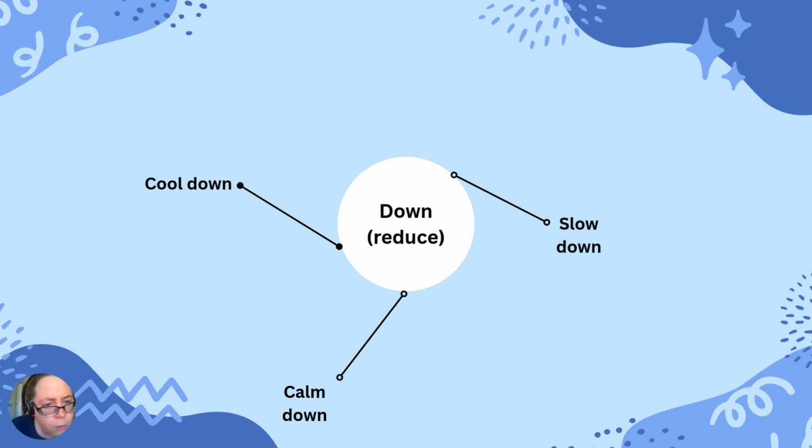And then cool down means that you're reducing the heat. You're reducing the heat in a room, in a building, or in your own body, your own feeling of the temperature. Cool down. And slow down, well, that's our speed when you're driving, when you're taking the bus, and so on. Reduce.